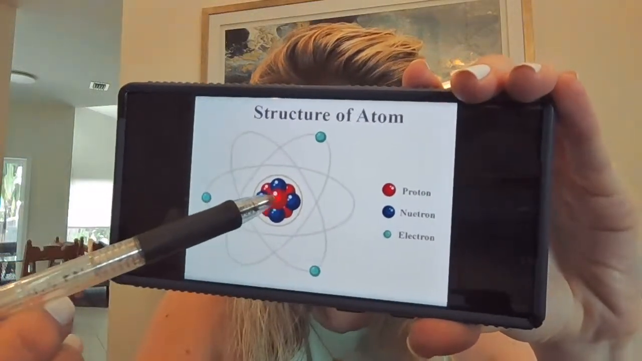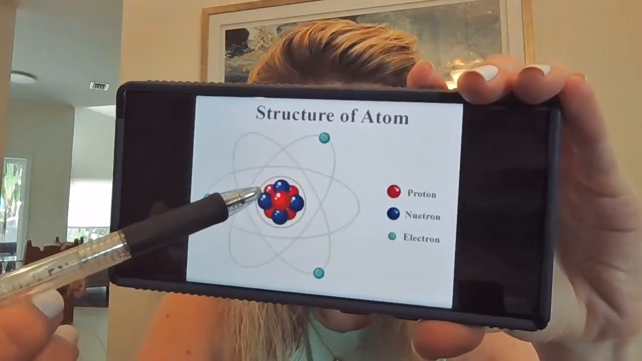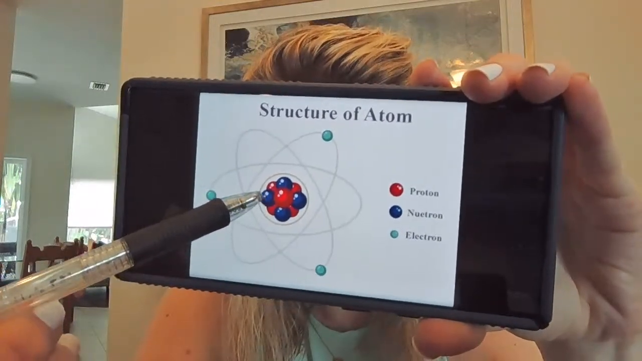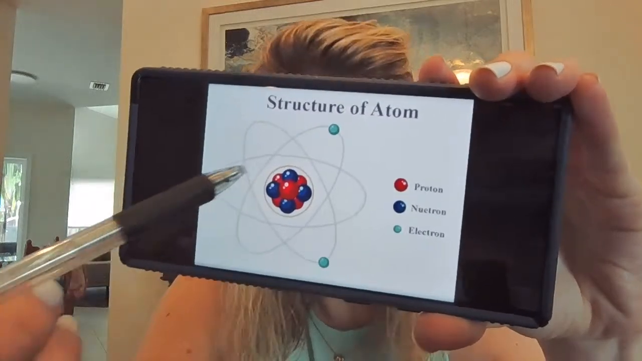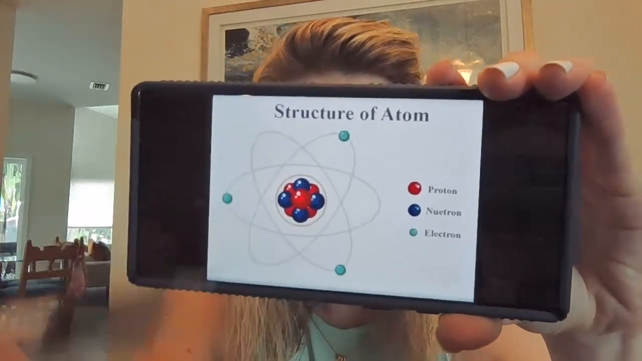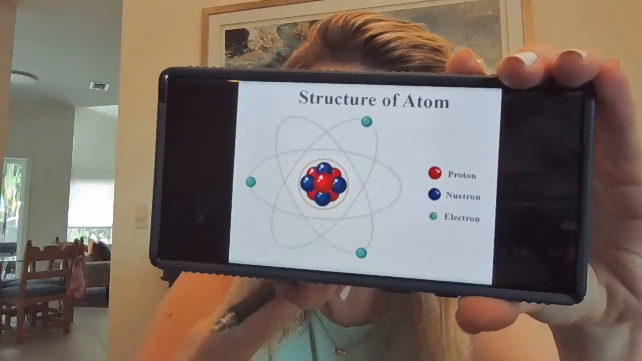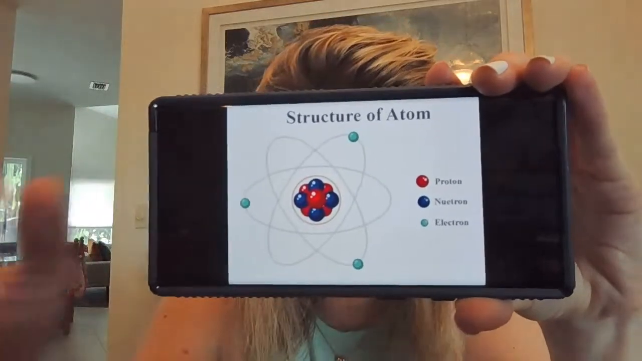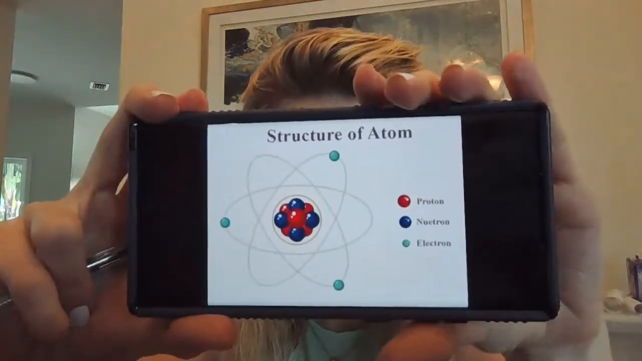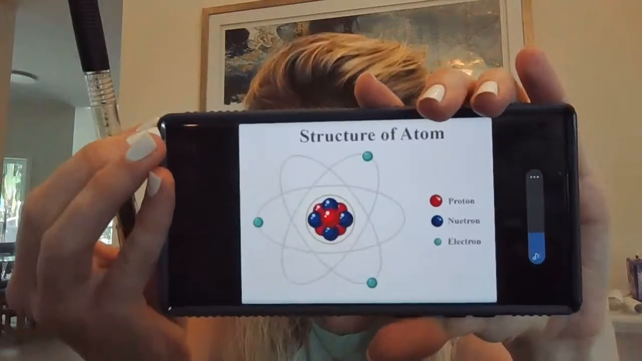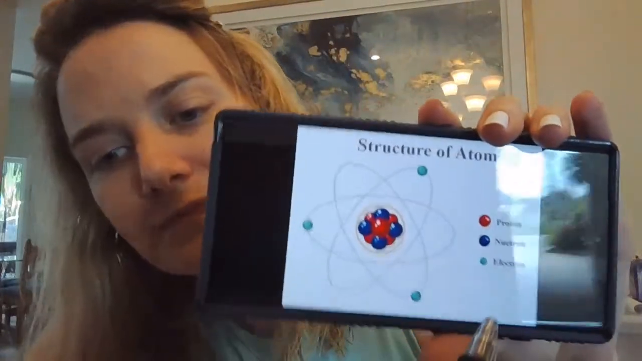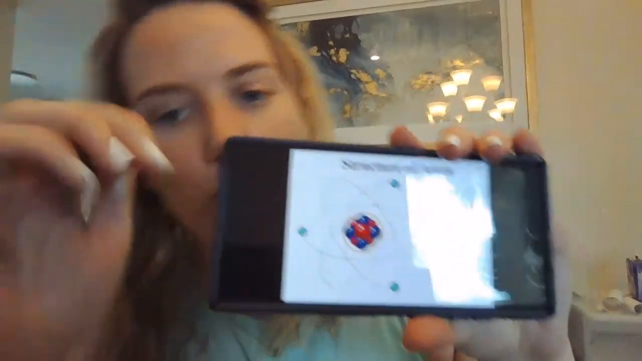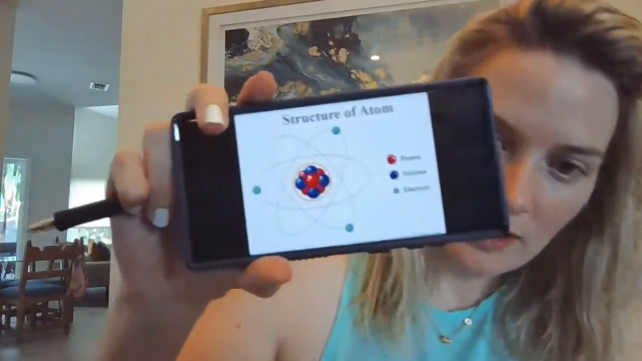And then straight in the middle here, we have what's called the nucleus. In the nucleus, we have here the blue, the neutrons, which are neutral. They have no charge to them, and the protons, which are the positive charge. And normally the protons and the neutrons are the same. Sometimes you have isotopes. We're not going to go there though. So this is the structure of your atom right here.